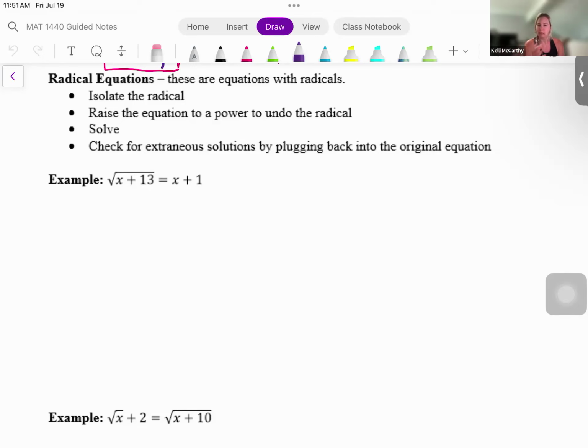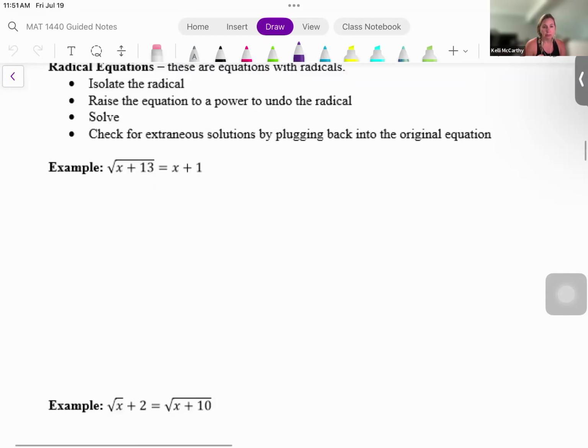to undo that radical. So it's going to be raised to the power of the index of that radical. You're going to raise both sides of the equation to that power. That's going to undo the radical. You'll solve, and then you do need to check for extraneous solutions by plugging your solution back into the original equation.